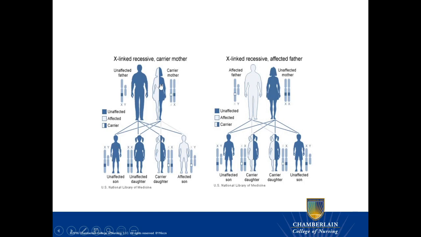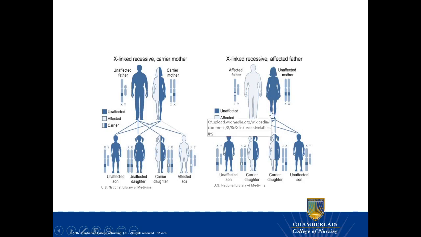If the mother gives the affected gene to her daughter, the dad can only give the normal gene, so this girl will be a carrier. If the mother gives the affected gene to her son, the dad gives a Y, so there's no counterbalancing normal gene, and that child will have hemophilia. So you can see how the father can't give their son hemophilia typically.